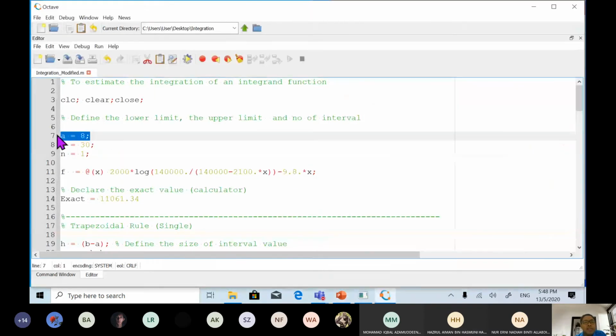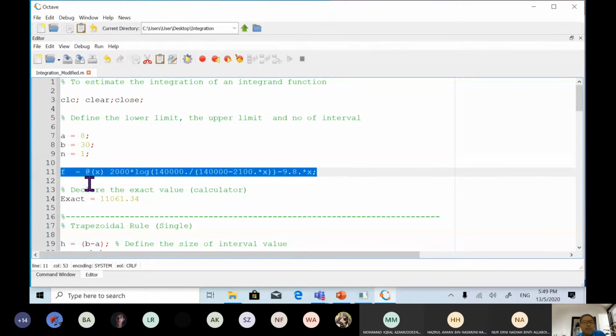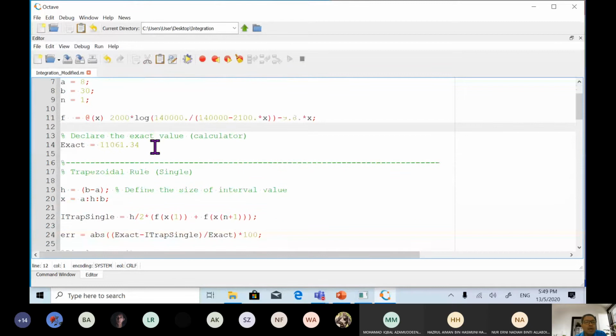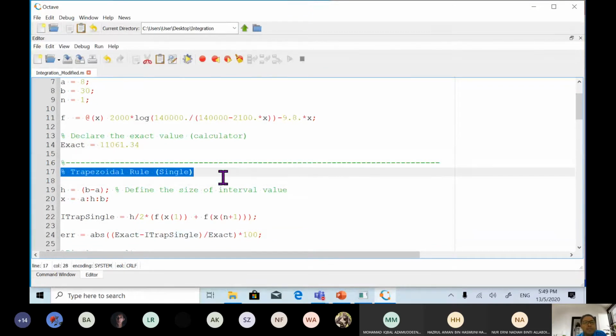I will establish the lower limit, which is 8, and the upper limit of the integration to be 30. I'll start with my number of intervals to be 1. And this is the function that I want to integrate. I'll put it in terms of a function here, f. And to compare, I will put my exact value of the integration here.